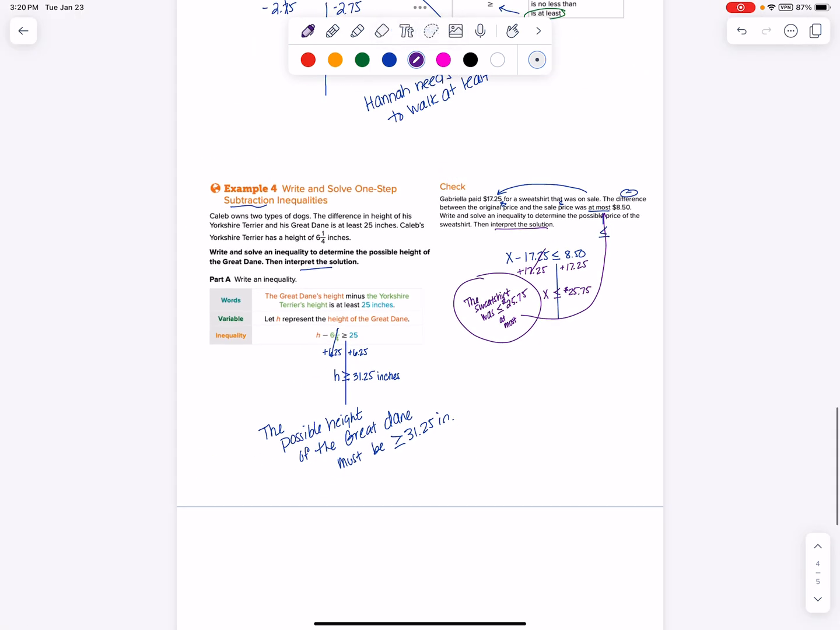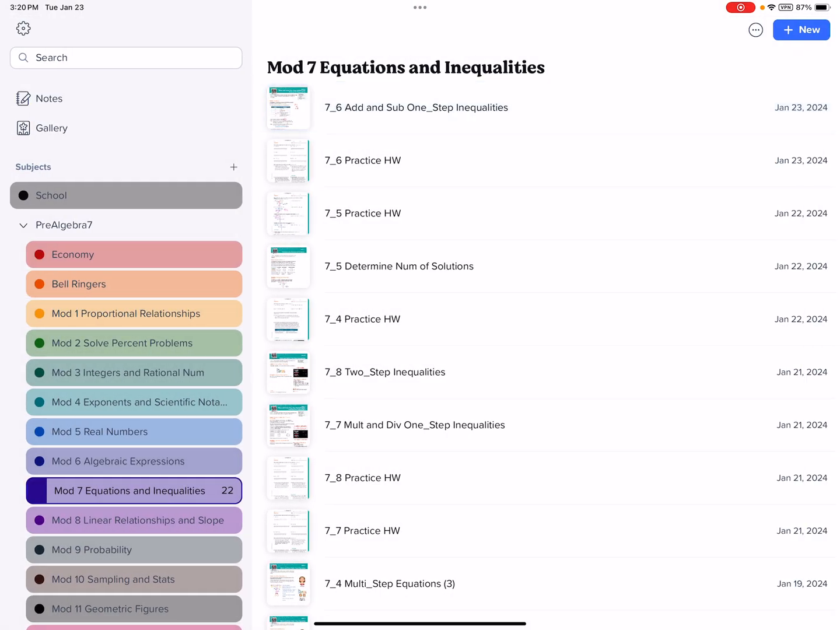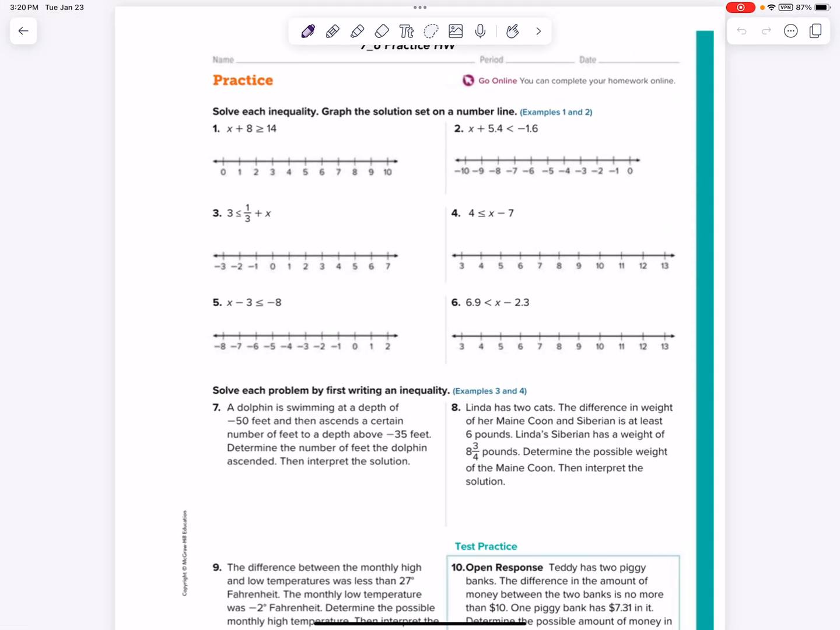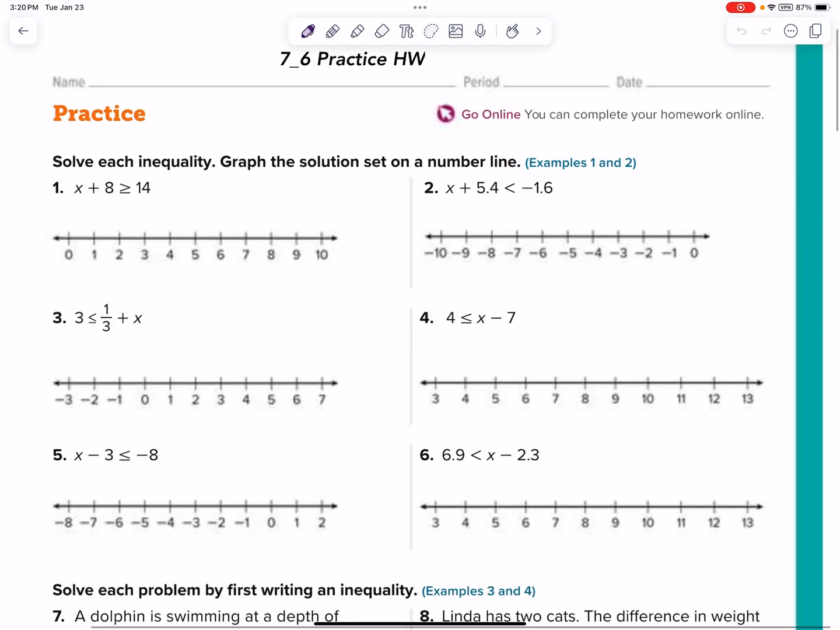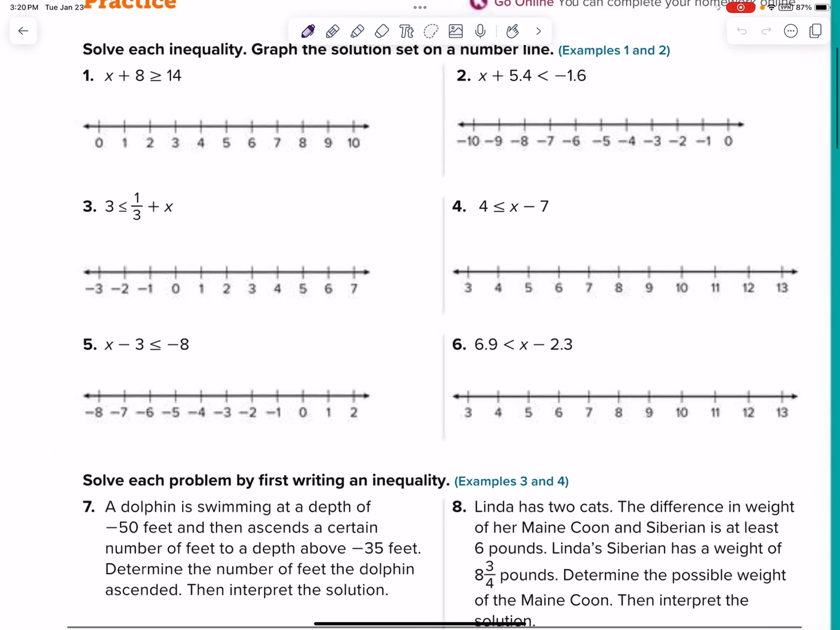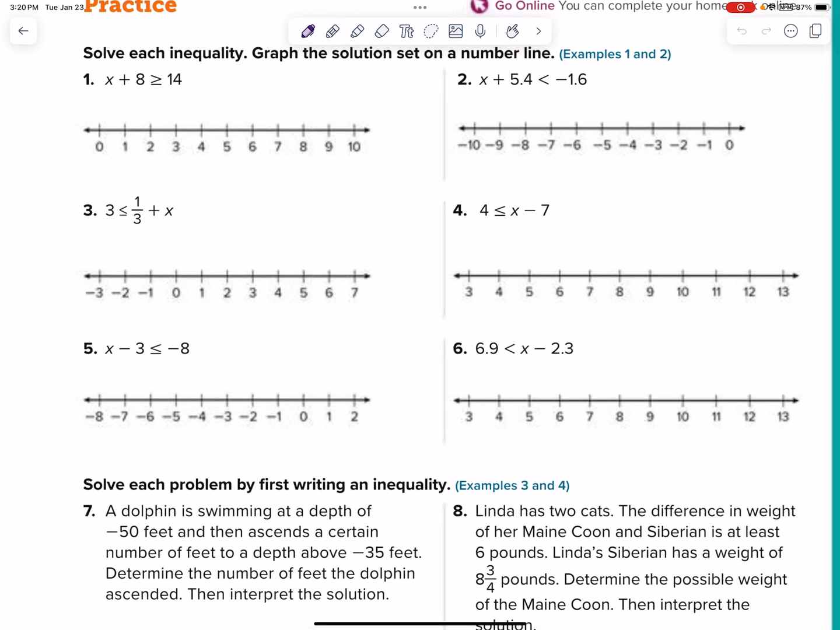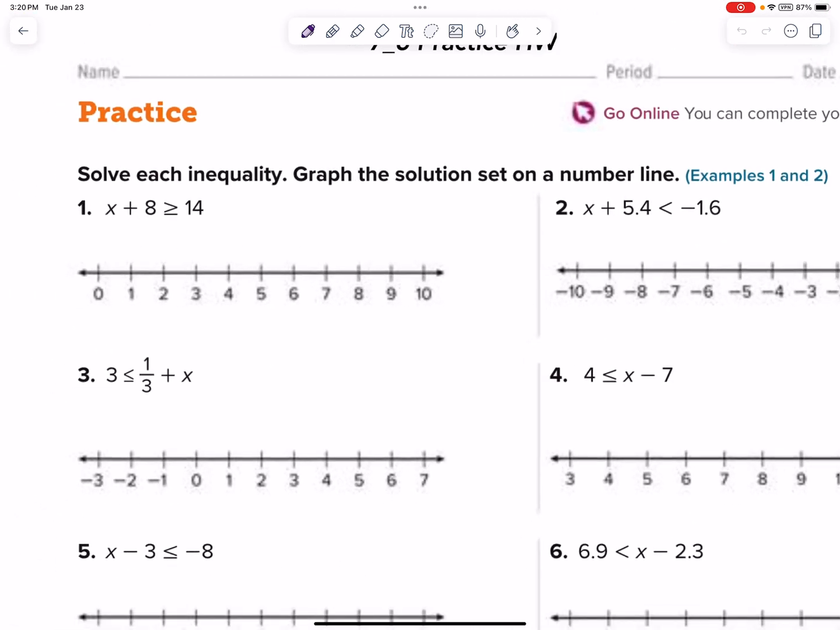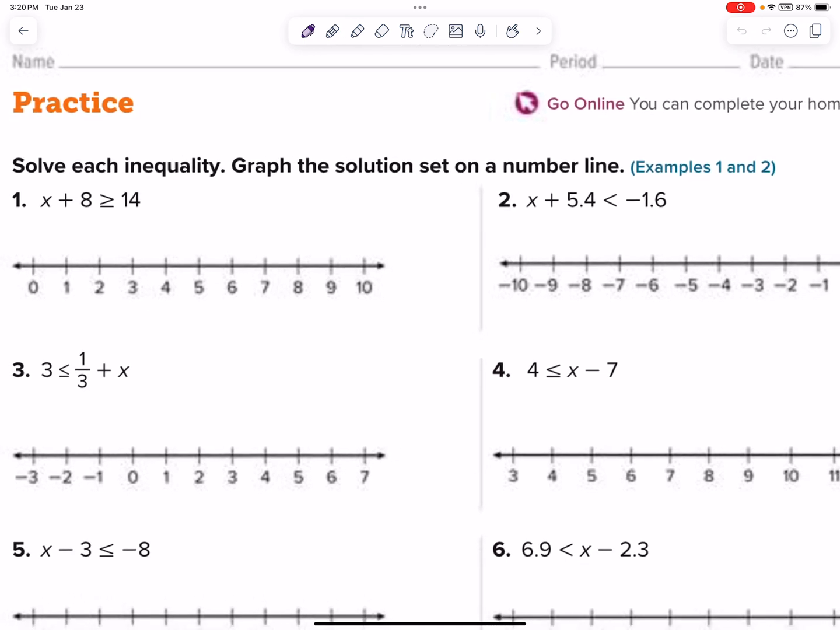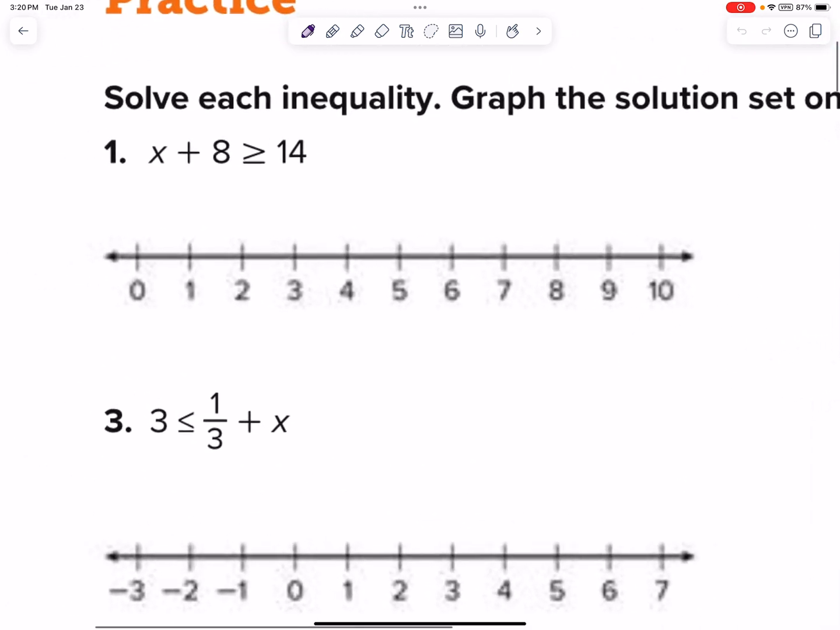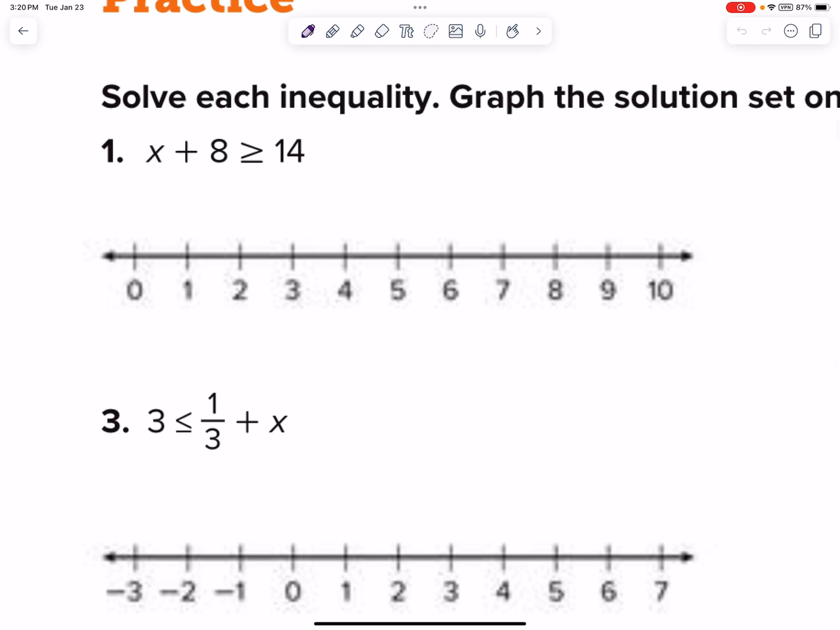But all right, let's go ahead to your homework, which is 7-6 practice homework. We'll just do a couple here so you have some examples, and then I want to give you practice with the rest. Okay, so a couple to be aware of. We'll go ahead and do number 1 and 2 because those are two different inequalities. So it's a quick solve here. We're going to go ahead and subtract 8 on both sides. I'm going to keep it pretty small here.